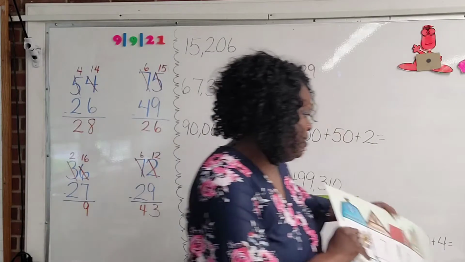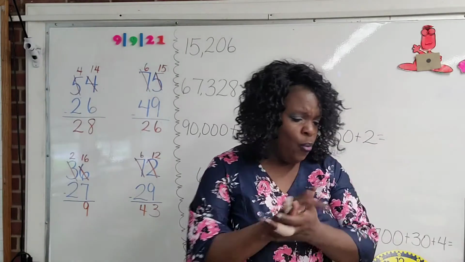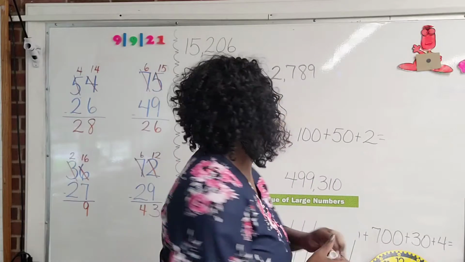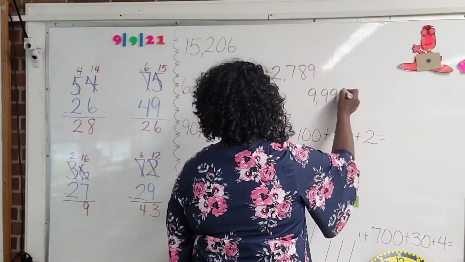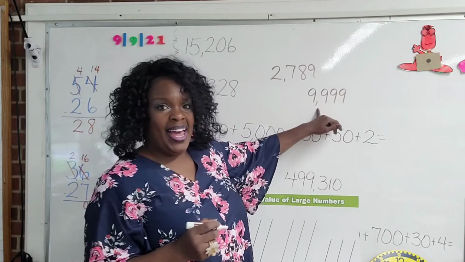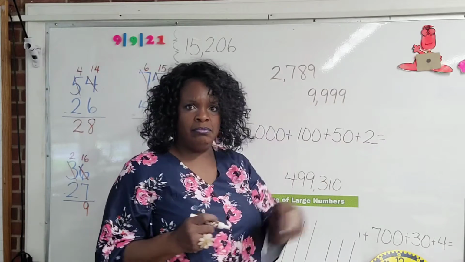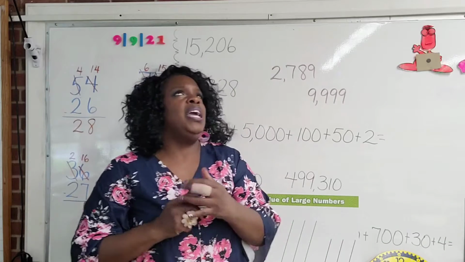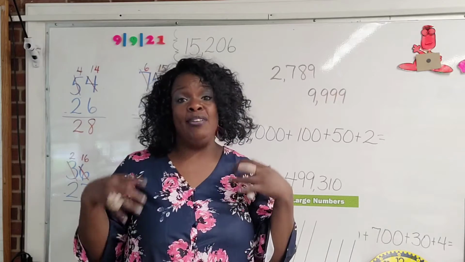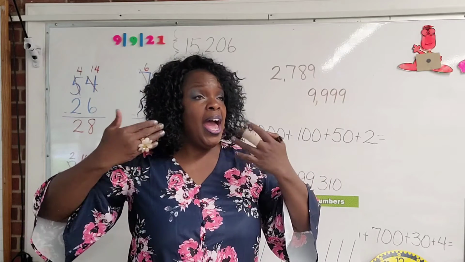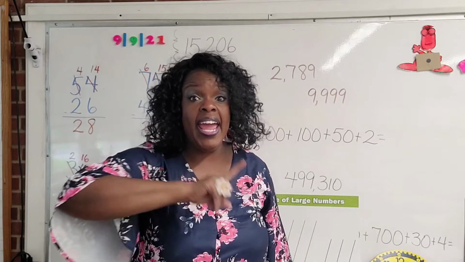Now, I want you to think about this. What do we do when we have this number after this number? First of all, let's say this number, 9,999. What comes after that? So let's think. 9,997, 9,998, 9,999. What comes next?